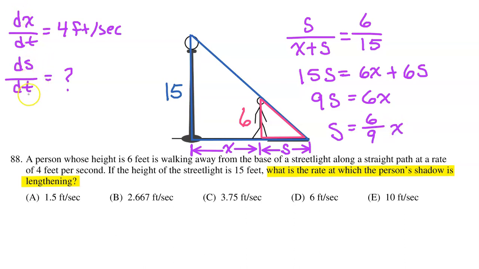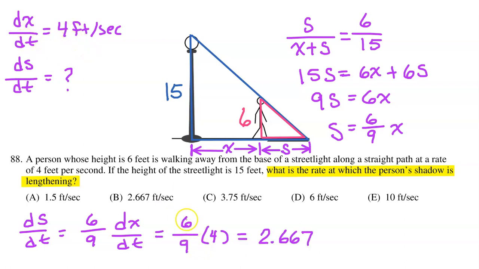Ultimately, we need to find ds dt. So let's get that expression by differentiating both sides of the equation with respect to t. So on the left, we get ds dt, and on the right, we get 6/9 dx dt. But we know that dx dt is 4. So we get 6/9 times 4, which equals 2.667. So the answer is B.